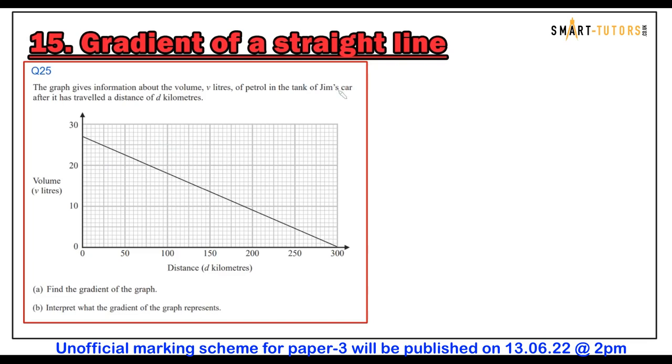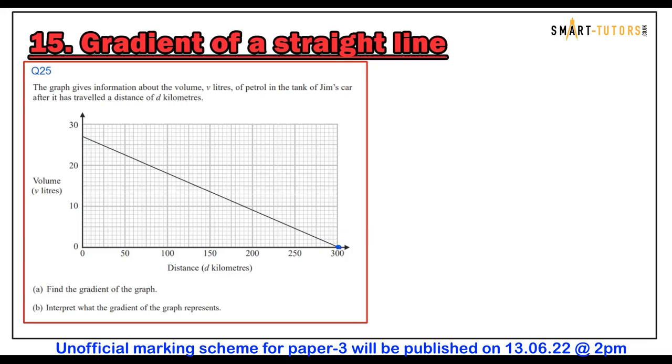Topic number 15. Gradient of a straight line. The graph gives the information about the volume V liters of the petrol tank of Jim's car after it has traveled a distance d kilometers. So as the distance traveled increases, the volume is decreasing. Obviously if you have a full tank of petrol and you keep driving, the fuel is going to decrease. So that is the linear representation given by the straight line graph. Find the gradient of the graph. Find the gradient means the slope.